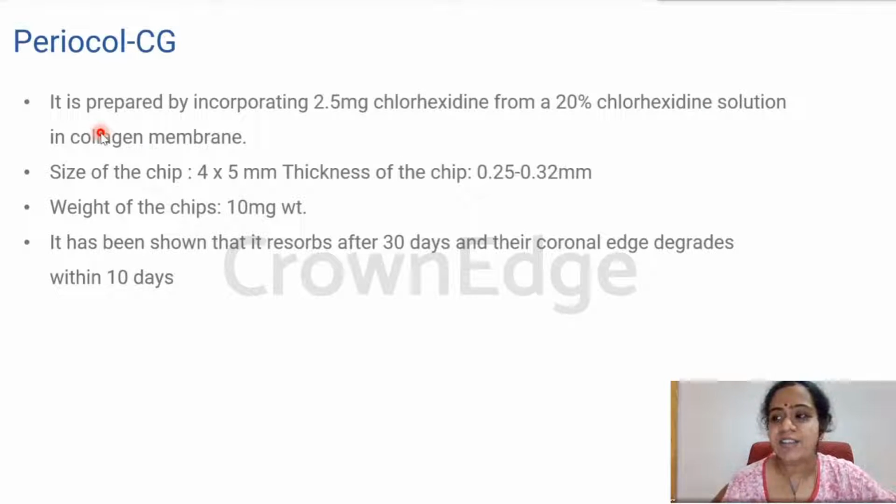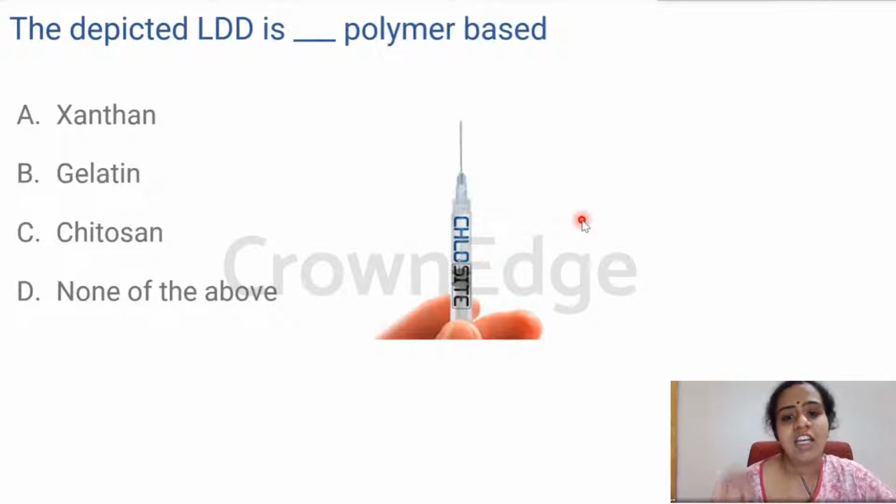It's a study, and it has not come into commercial use, but such a membrane has been tried. So one of the things about PerioCol is it's a membrane. When we are doing the surgery, I'm going to incorporate antibiotics into my membrane to probably have an additional effect at the site when I'm going to achieve or target regeneration. Okay, so that's about PerioCol CG.